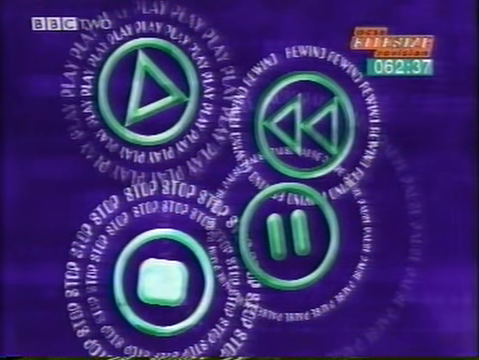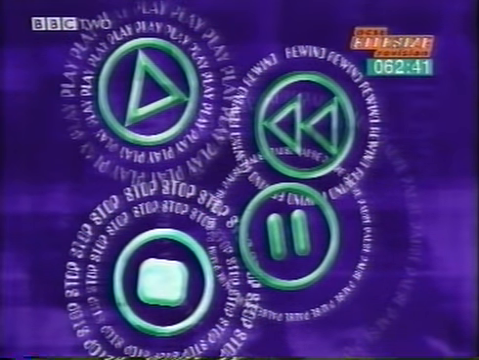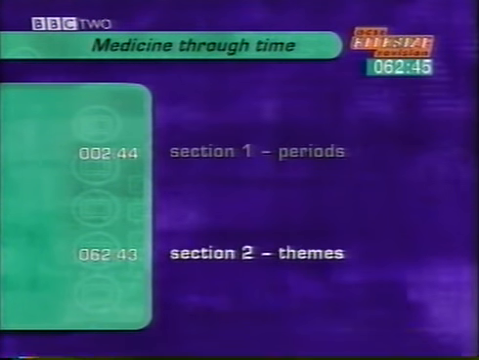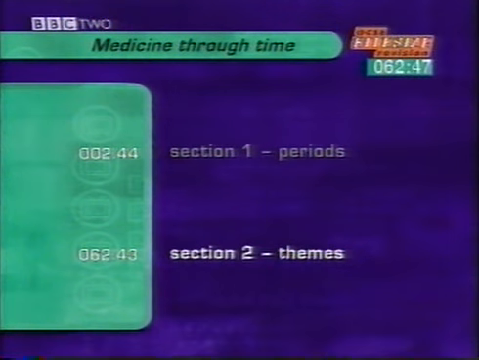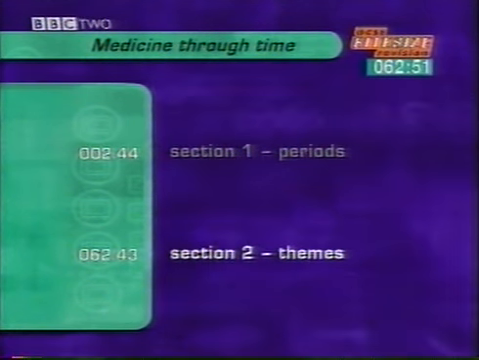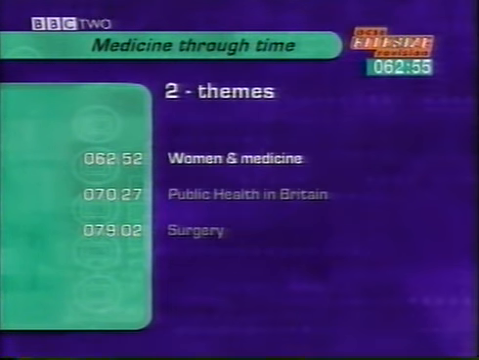That's the end of the section on the drug revolution, and also the whole of section 1, periods. Now for the second part of Medicine Through Time, 3 important themes that run through the history of medicine. The first is the story of women and medicine.